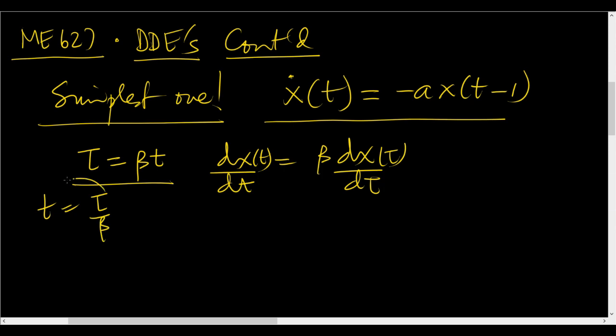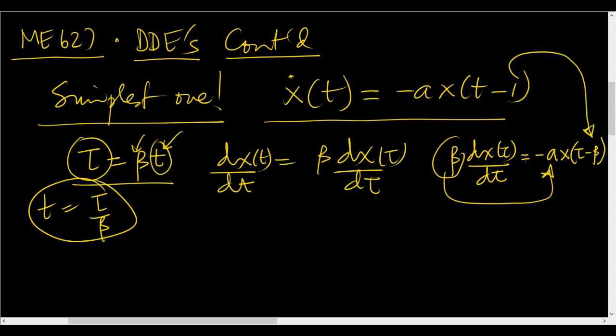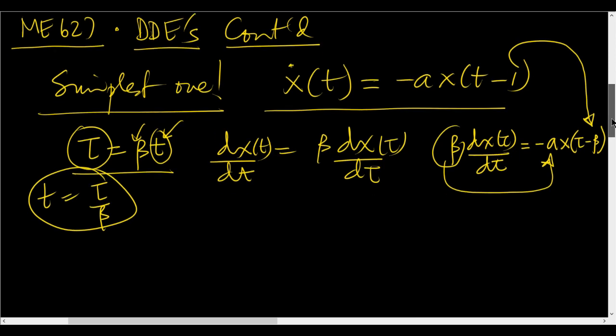Okay. Now a delay of 1 in t is a delay of beta in tau, and so we will have beta dx(tau)/d tau is equal to minus a x at tau minus beta. This one will go here. This delay will change from 1 to beta, and so the delay is not special. The 1 is just for convenience.